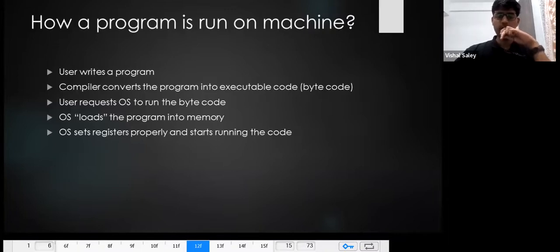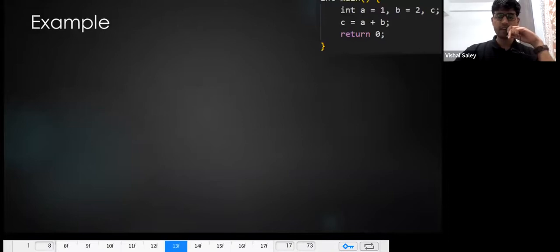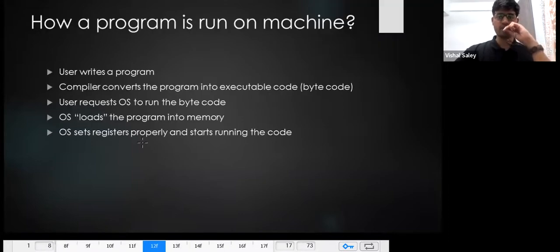Okay, now we'll look into how exactly a program runs on a machine. So the first step is the user writes a program. We'll see the addition case, a program to add two numbers. Then you use something like a compiler. Again, this is just a generic term; you can use an interpreter, whatnot. Assume that you are using a compiler. The compiler will convert your user written program into something known as executable code.